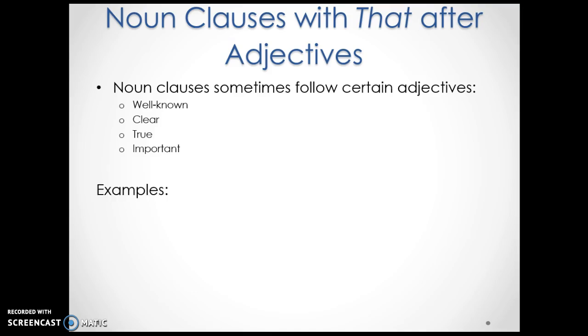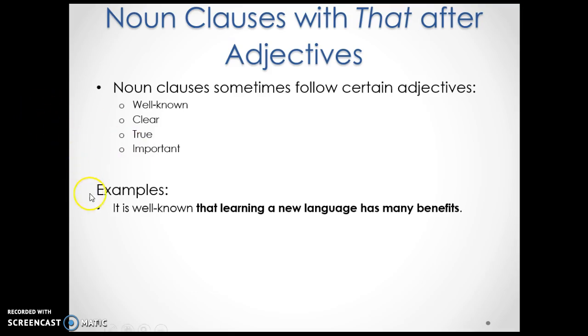Here's some example sentences. We have, it is well known that learning a new language has many benefits. So again, we have the subject, we have the verb, and then we have the adjective, well known. And then we follow the adjective with a noun clause, that learning a new language has many benefits.